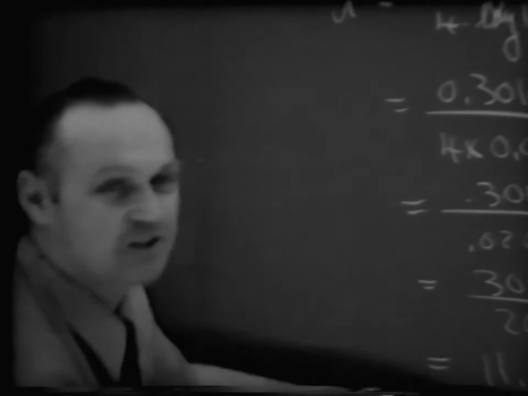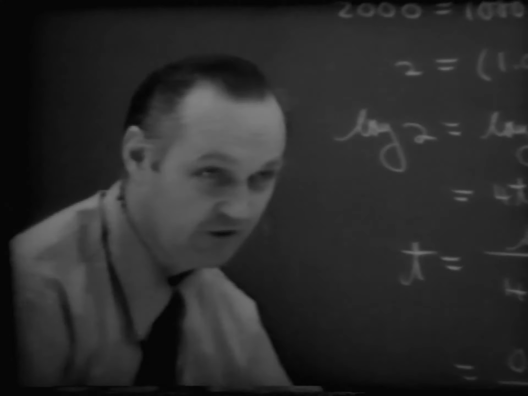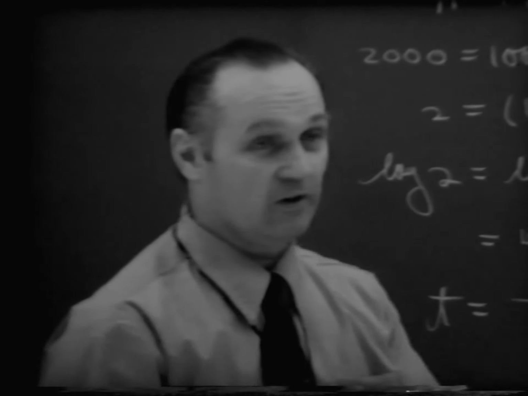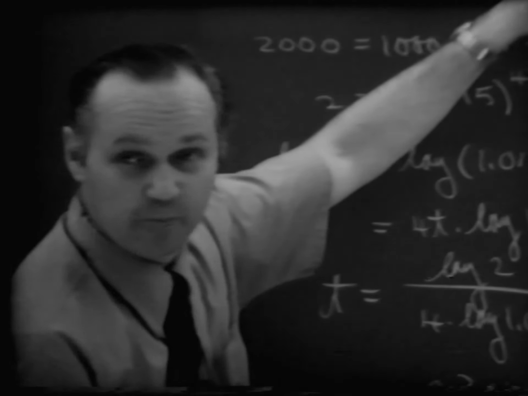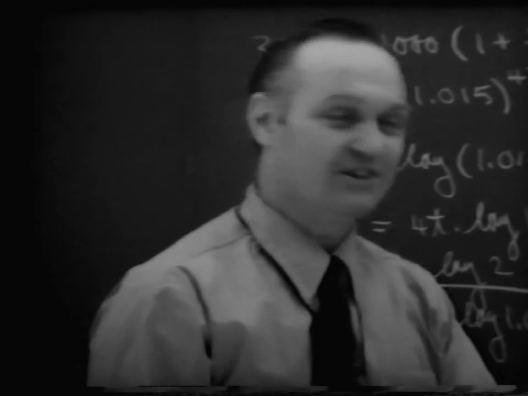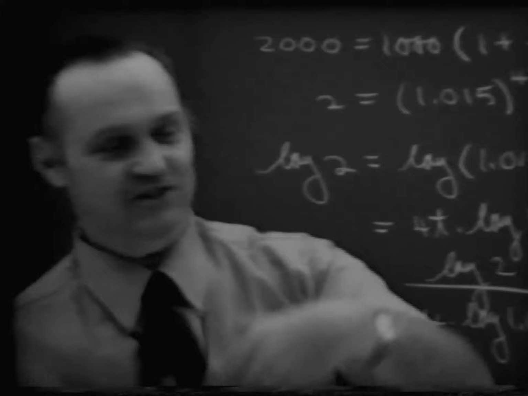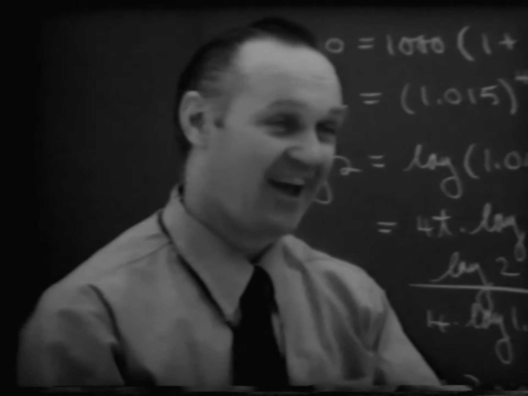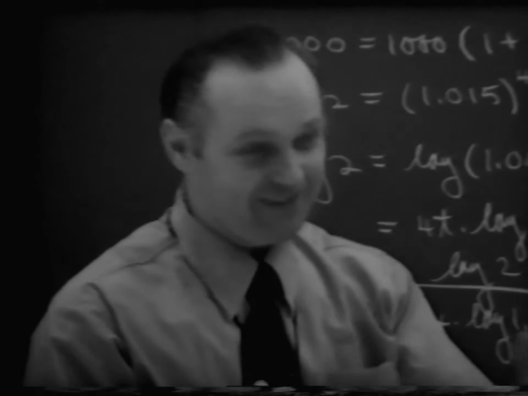And notice it turns out to be around 11 and a half years of compound interest, compounded quarterly at 6% per year. And it takes around 11 and a half years to double your money. Of course, this problem started out with $1,000 and you end up with $2,000. If you started out with $1 million, at the end of 11 and a half years, you'd have $2 million.